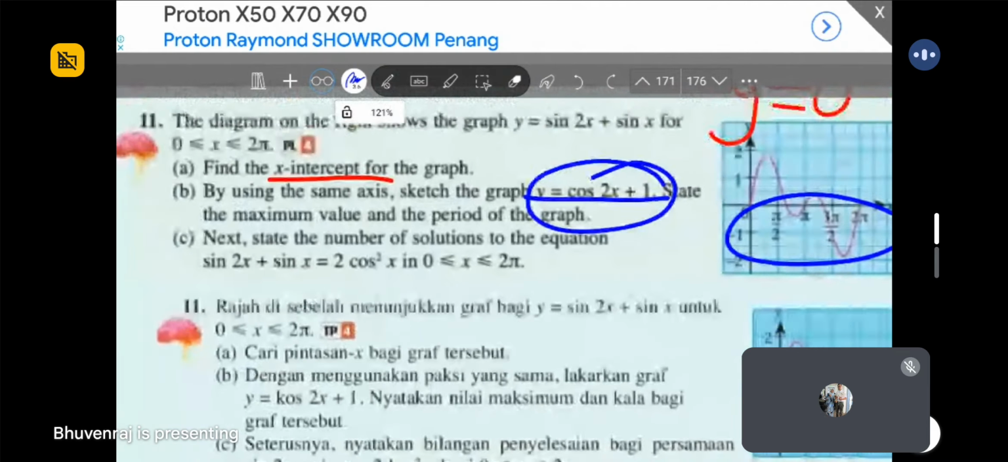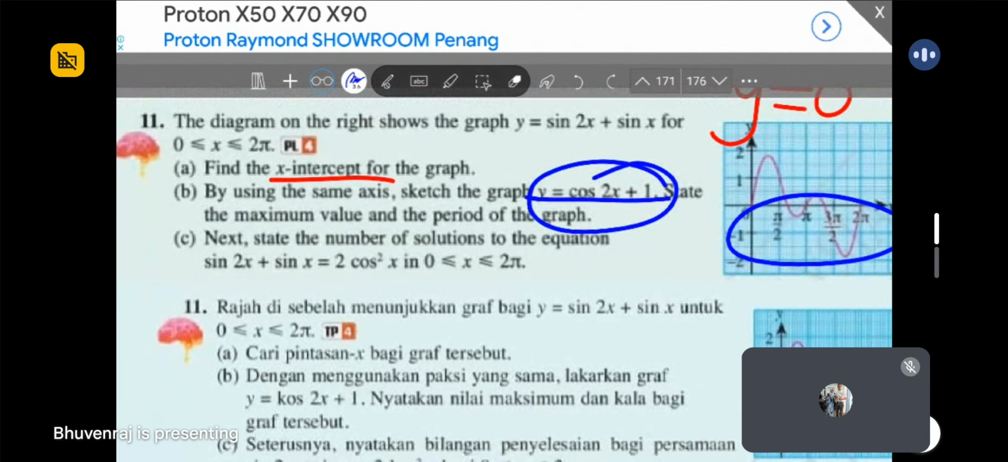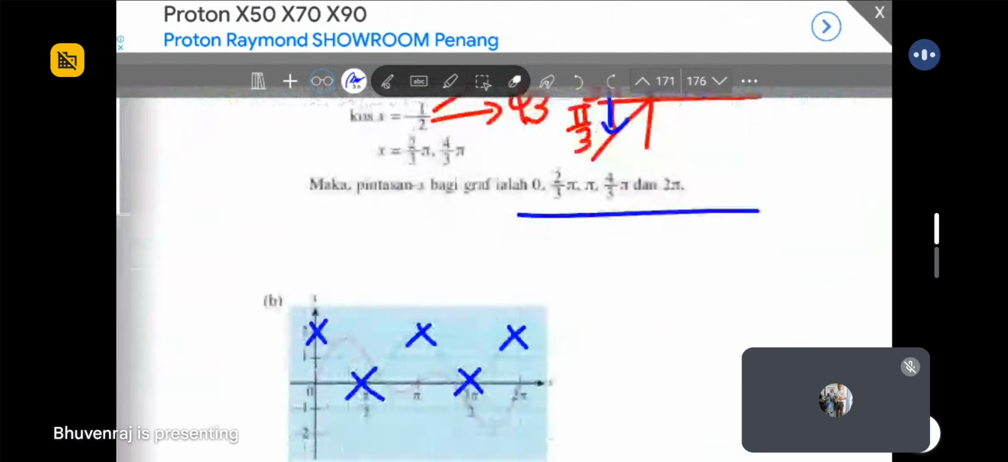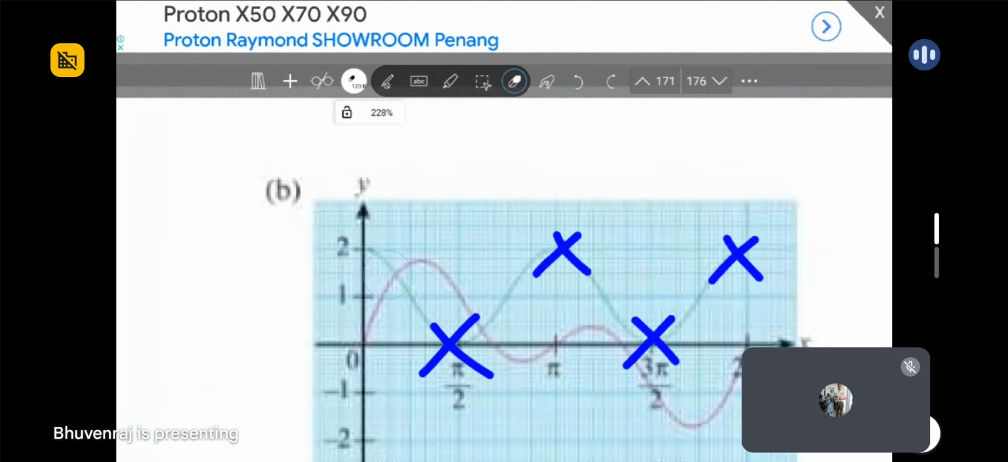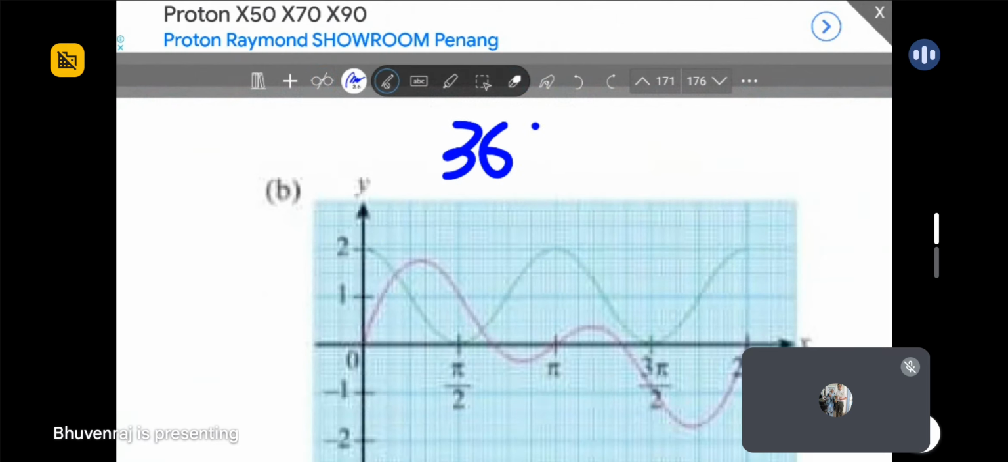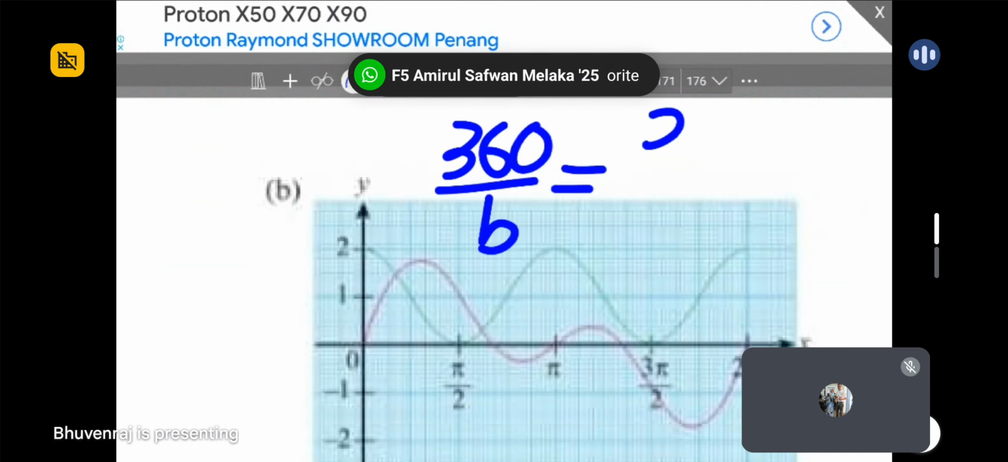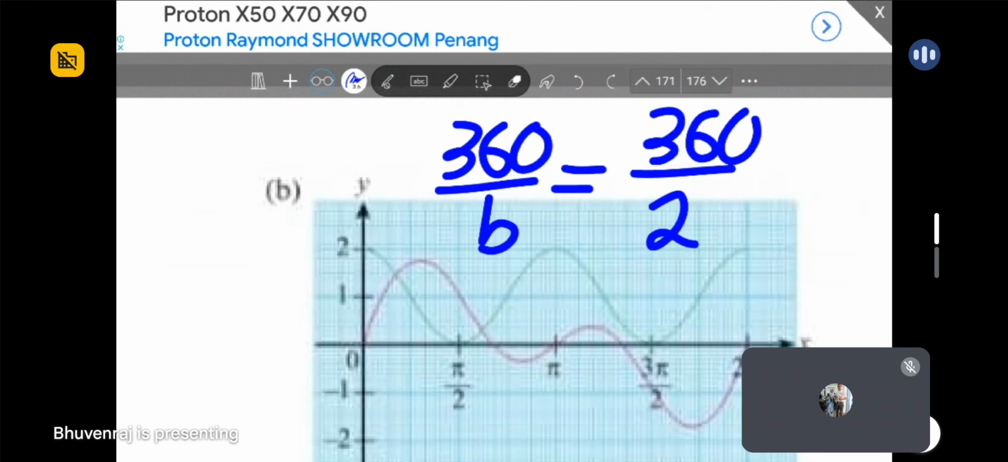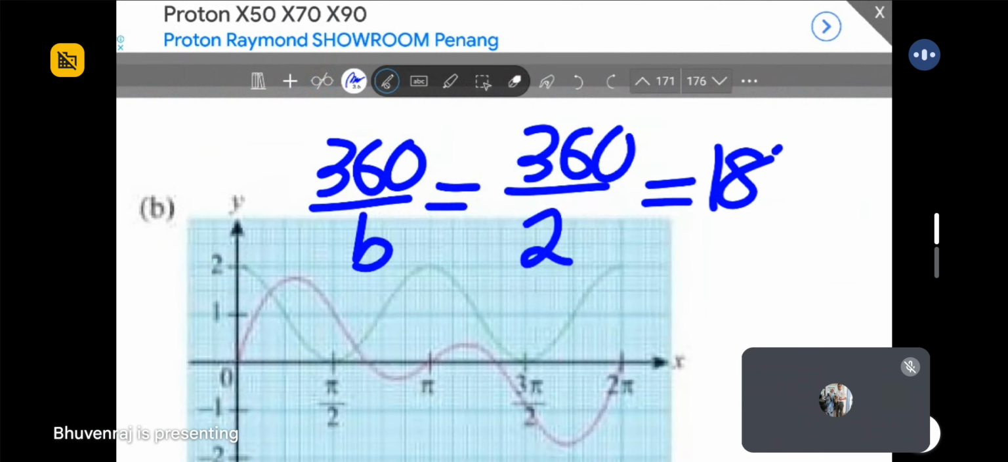They ask you, what is the maximum value and the period? Okay, so nilai maximum confirm is 2 lah. Okay, you can see the graph. And then period, 360 over B. Okay, so kalau macam ni lah rumus dia. So your B value tadi is 2, right? So your answer is 180.